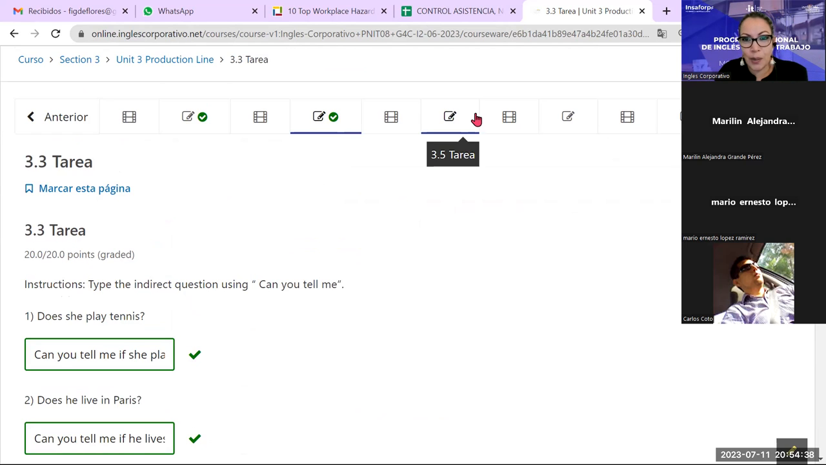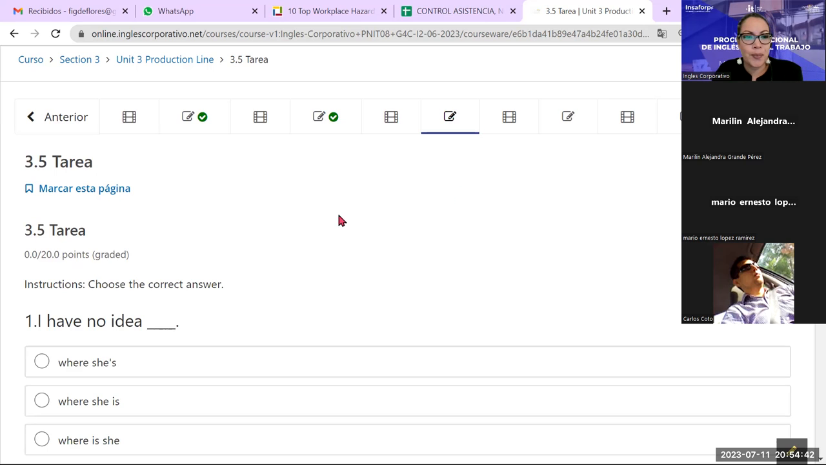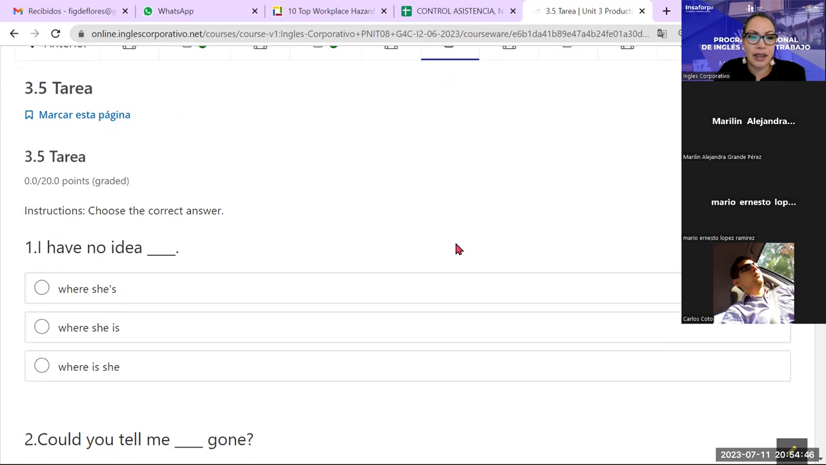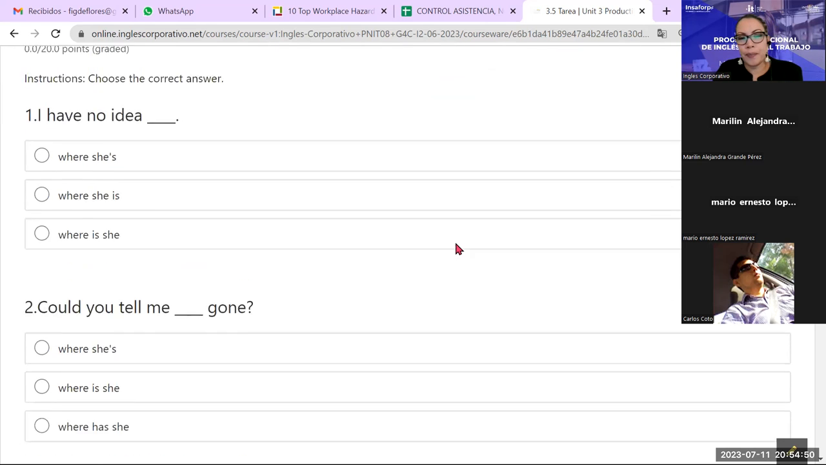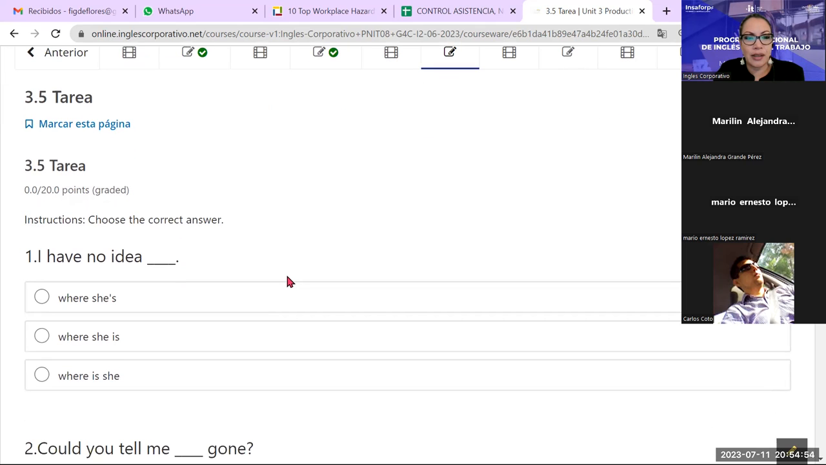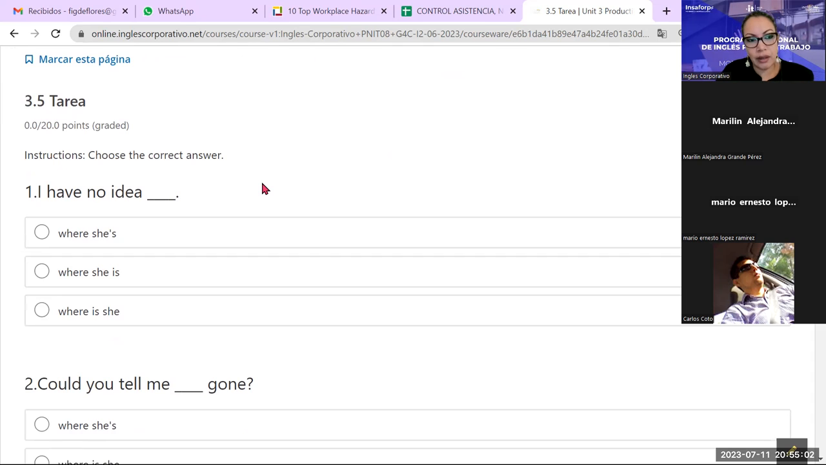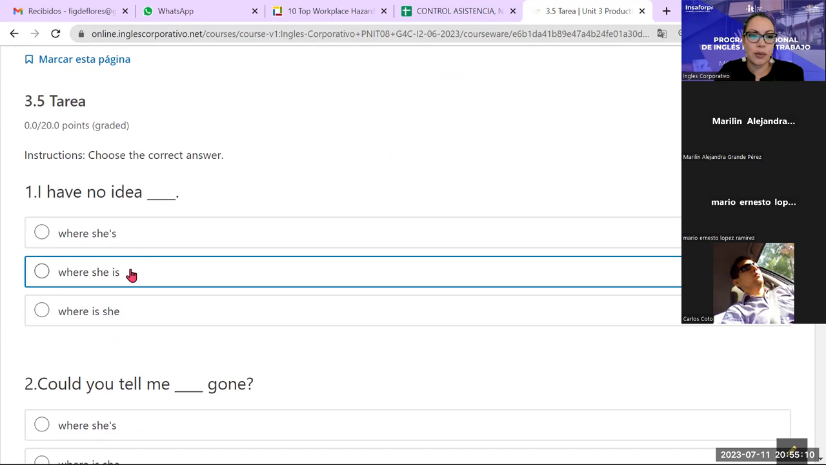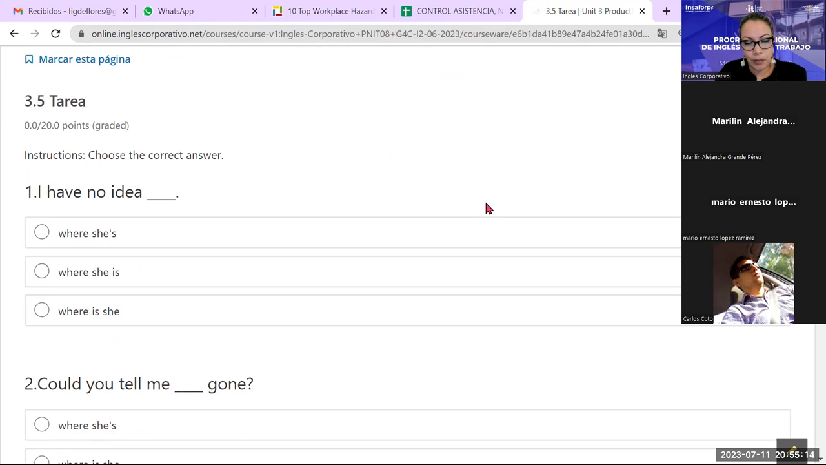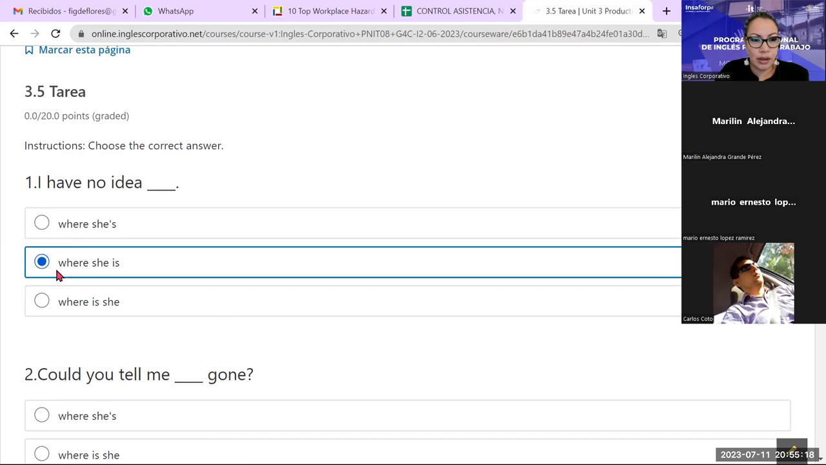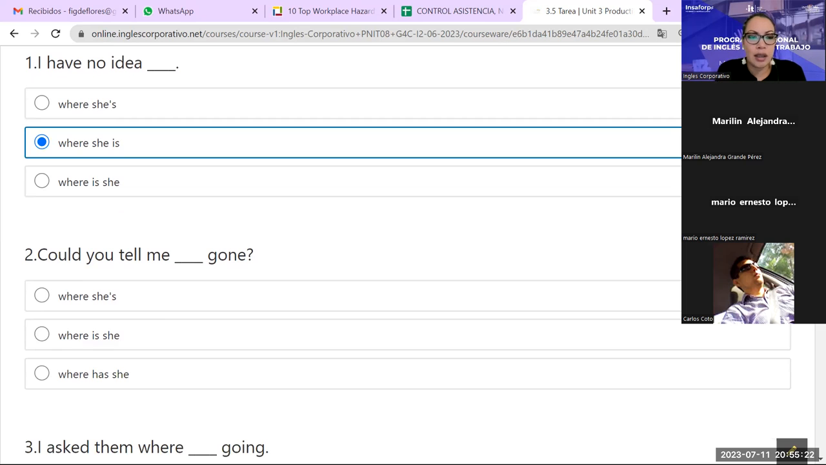And we have also studied this topic. So we can move to this one. We're going to complete with the correct answer, the phrase that best completes the sentence. Let's try. I have no idea where she is. Well, we have contracted and full forms: where she is, or where is she? Where she is, okay. Could you tell me where she's gone? Where is she gone, or where has she gone? Where she's gone.